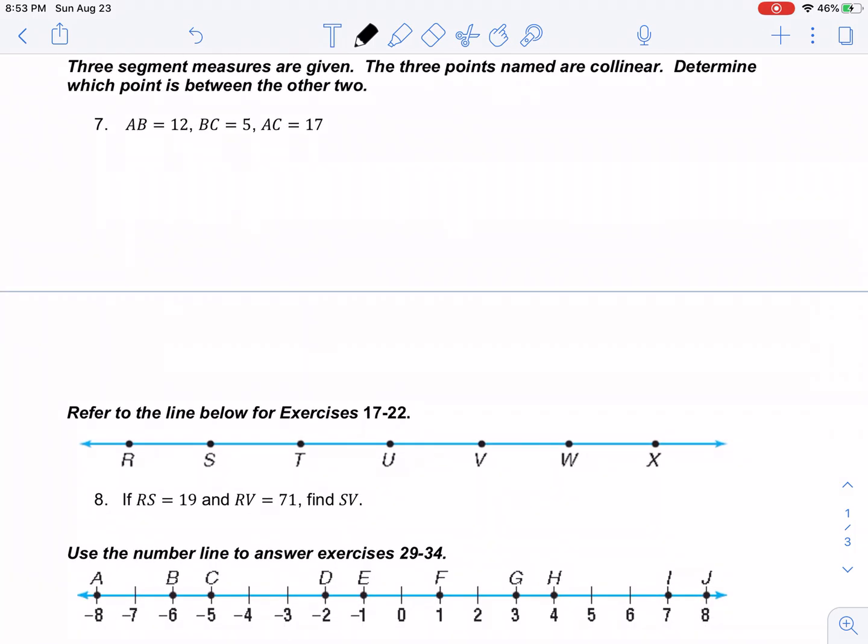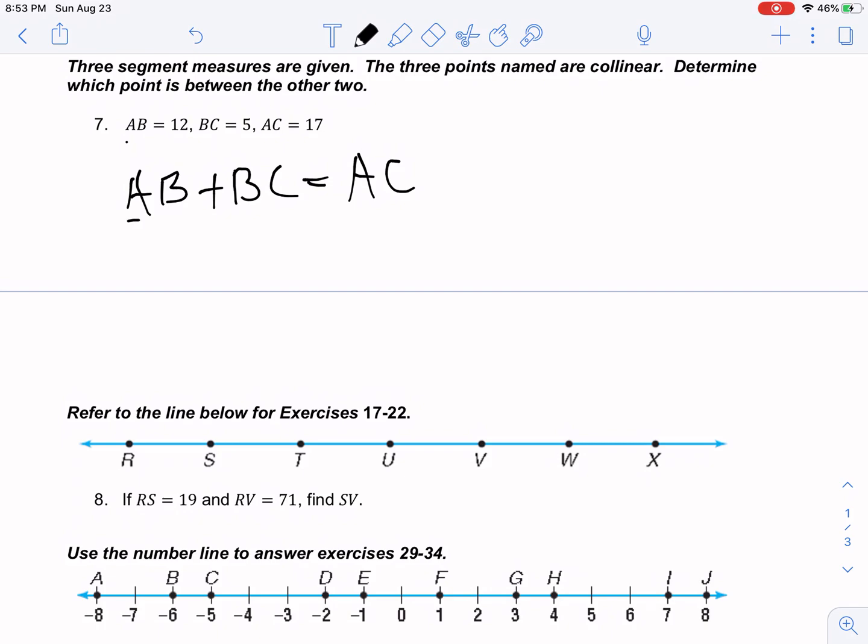Number 7. Three segment measures are given. The three points named are collinear. Determine which point is between the other two. Well, this is similar to what we did in the first example. Look for the two values that add up to be the other value. What's 12 plus 5? 17. So these two: AB plus BC equals AC.